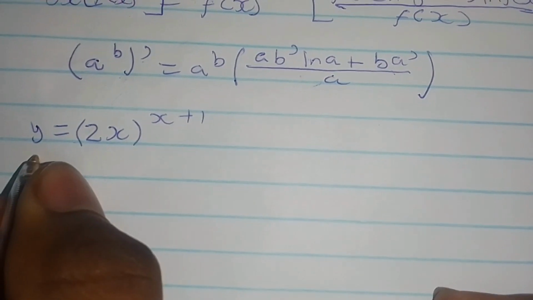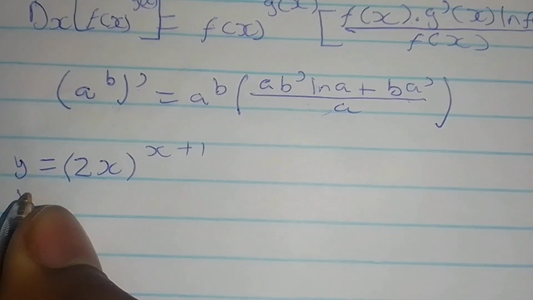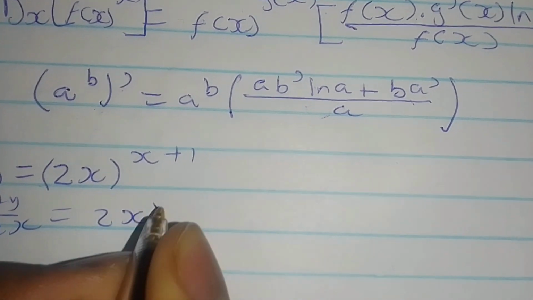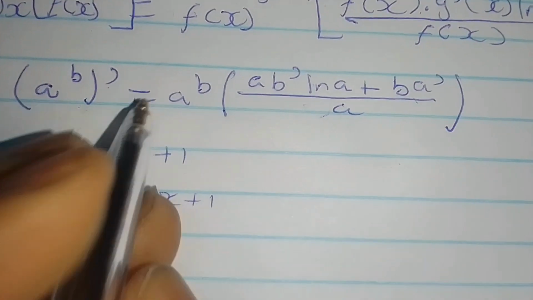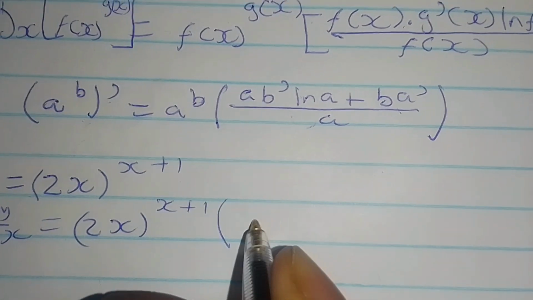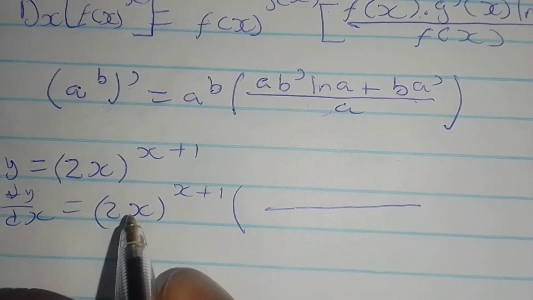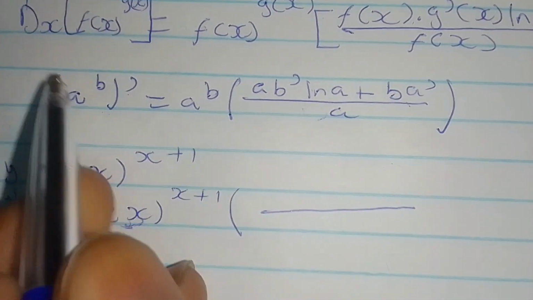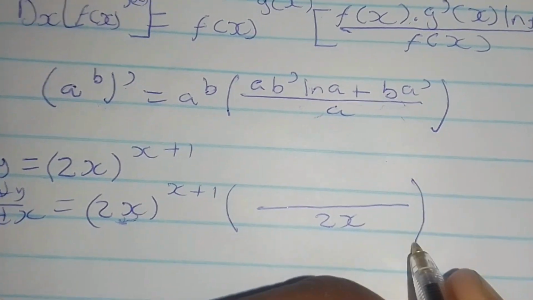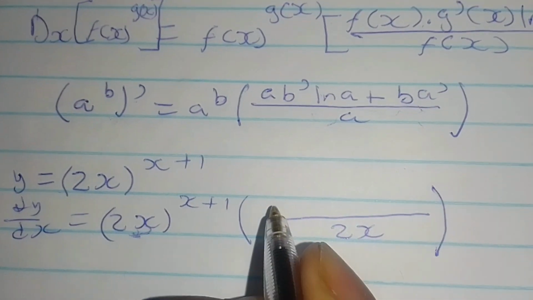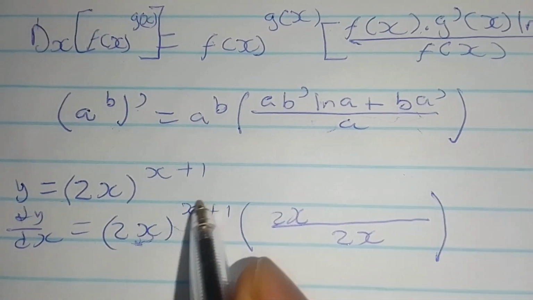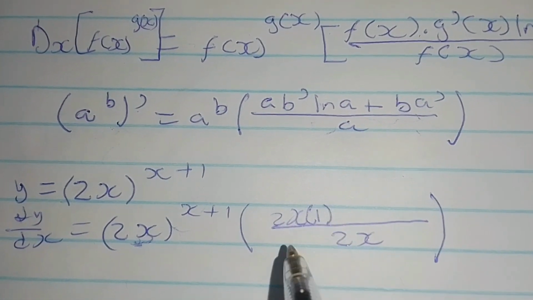Now, what I'm going to do, I'm going to say that dy over dx is equal to 2x to the power x plus 1. According to the formula, you just copy it as it is. Then you divide by this one. Remember, I'm using this formula. Then I'm going to have 2x in the denominator. Then I'm going to have a, which is 2x, and I derivate x plus 1. You see that? I derivate x plus 1, and that derivative is going to be 1.